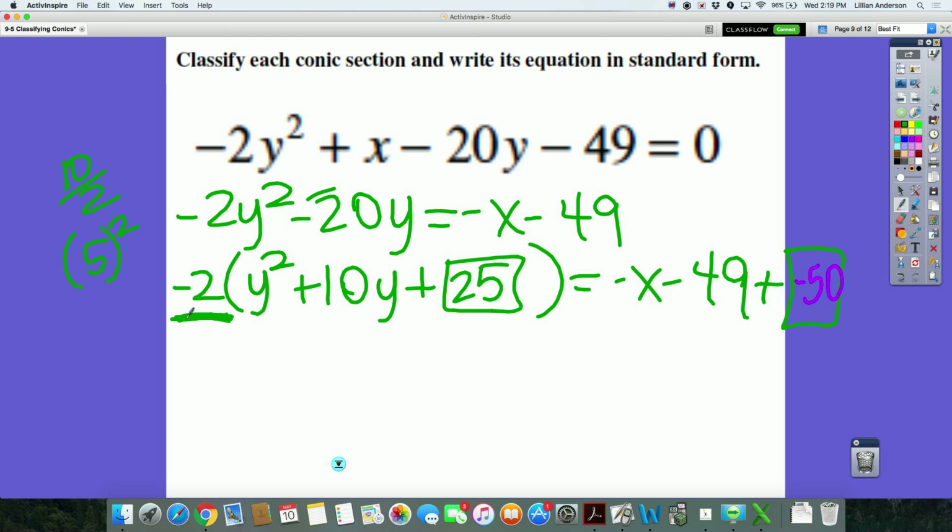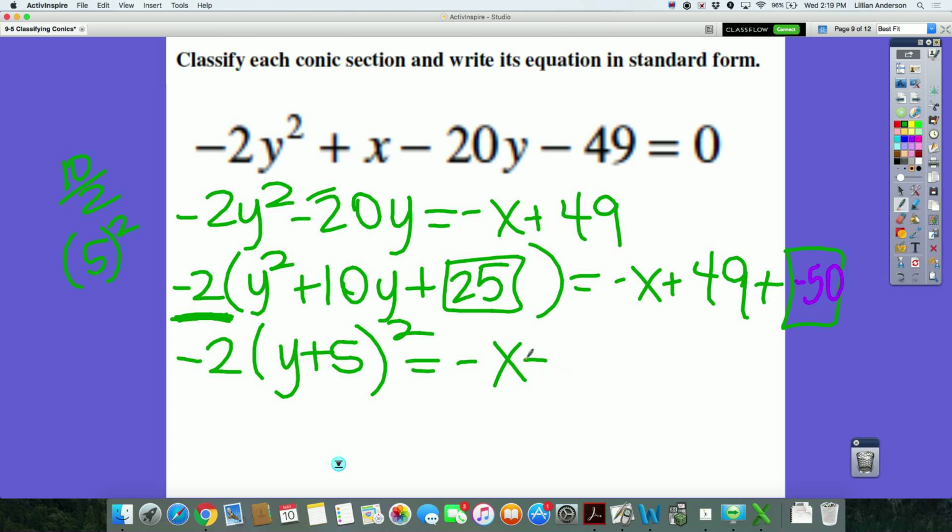Because whenever you factor out a number in front, you have to multiply the square by the number on the outside. So now you'll have negative 2 times y plus 5 squared equals negative x minus 1.